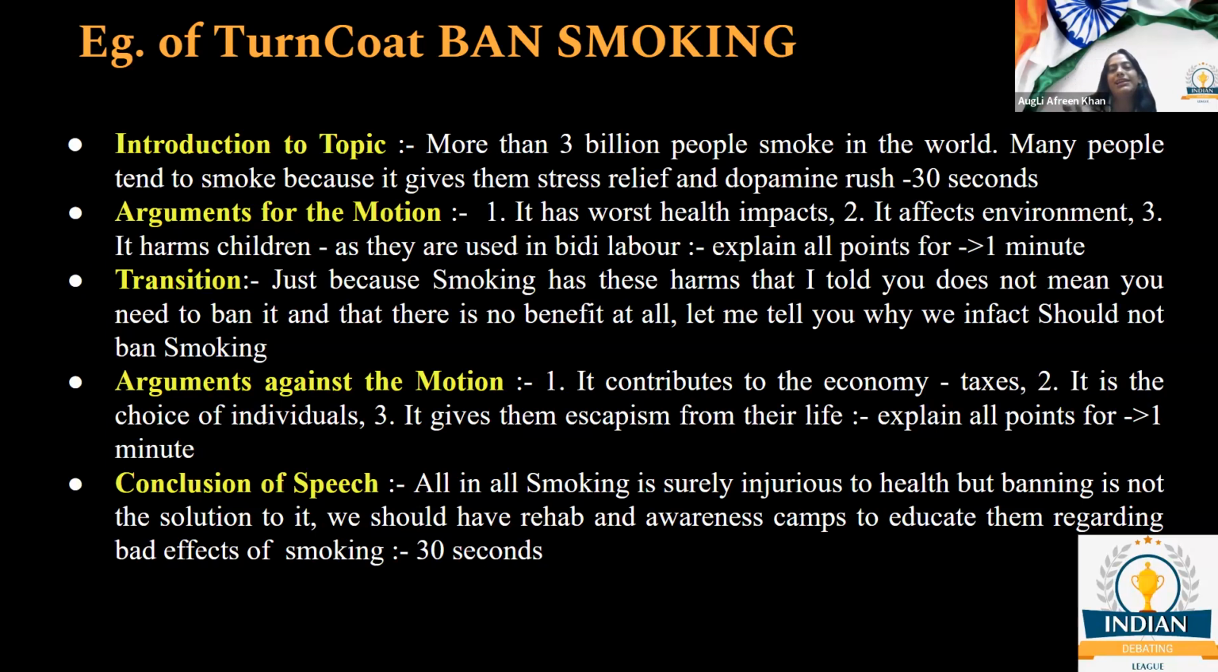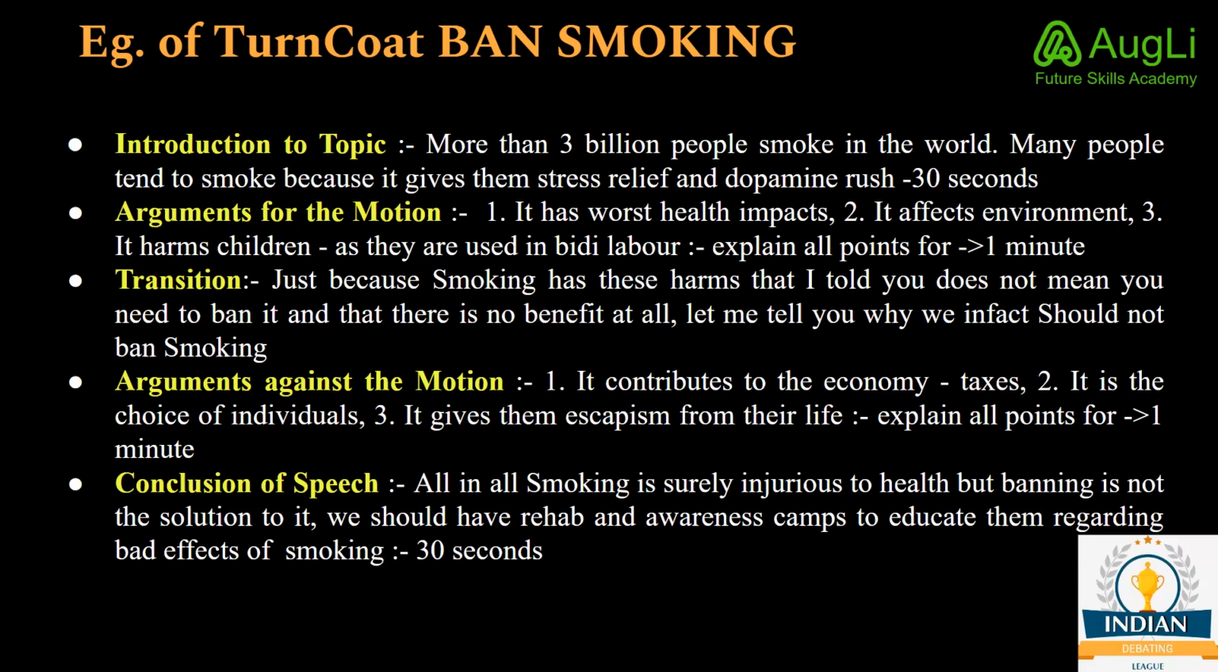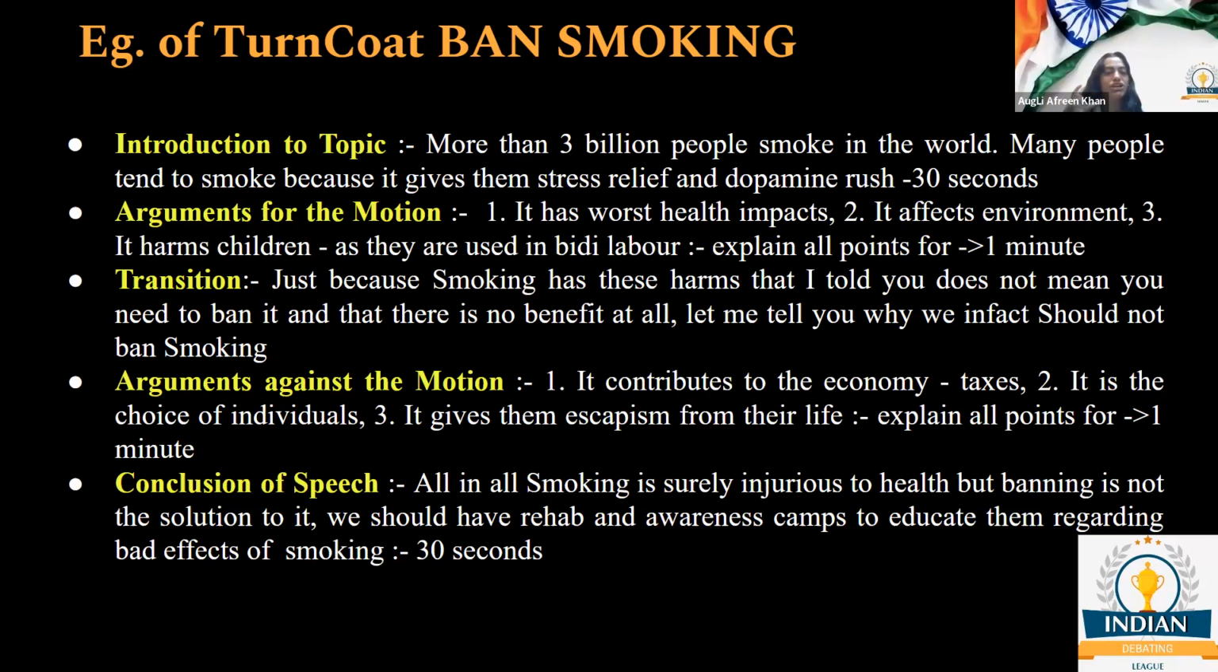So you will go ahead and give your arguments against the motion, which look like, first, it contributes to the economy because most of these smoking products are highly taxed, which means that government gets a lot of money out of it. Secondly, it is a choice of individuals because most people who are smoking are probably adults who can make informed choices for themselves. Thirdly, it gives them escapism from their life. I think we already talked about how it gives relief and all of that. So you can basically give explanation to these points and then go ahead. And again, you're supposed to be doing this for one minute.